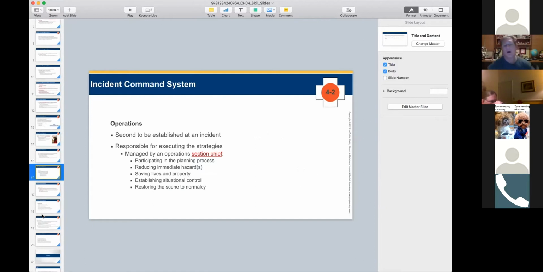Again, go through these terms and know what they are. You're not going to be in charge. You're not going to be a section chief, okay?